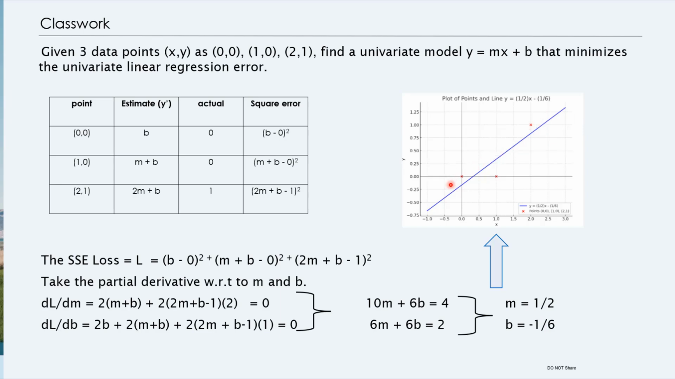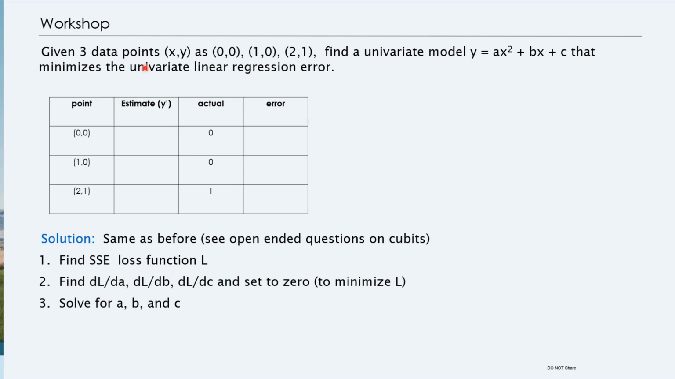Here is another problem we can solve, just like before, but with a twist. This time, our model is a quadratic equation, y equals ax squared plus bx plus c. This means we're fitting a curve instead of a straight line. To do this, we'll follow a similar process. Start by estimating values for each point using y equals ax squared plus bx plus c. Calculate the square error for each point based on these estimates. Add up all those errors to get the total square error loss. Now here's the trick. We need to find the values of a, b, and c that minimize this error.